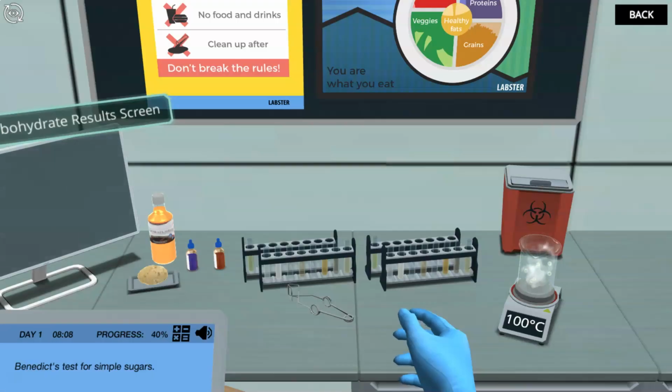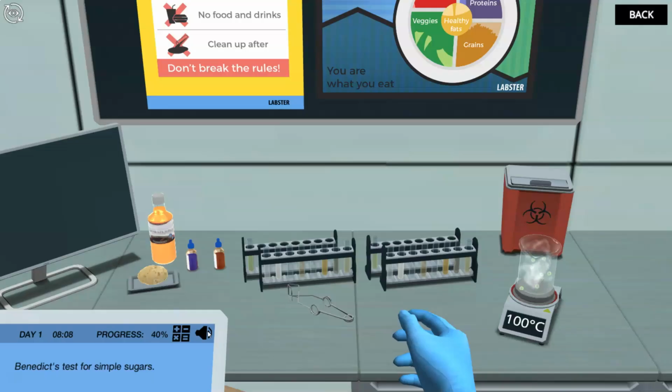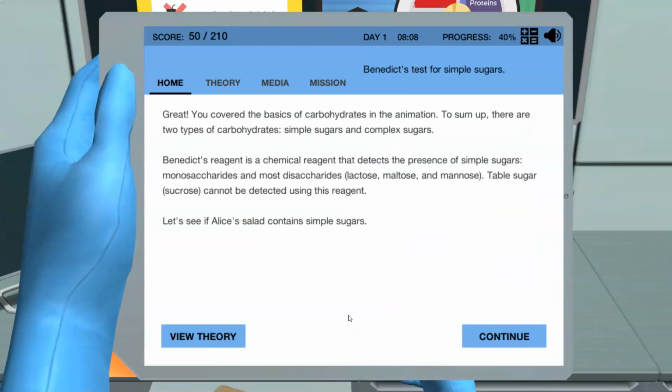Great! You covered the basics of carbohydrates in the animation. To sum up, there are 2 types of carbohydrates, simple sugars and complex sugars. Benedict's reagent is a chemical reagent that detects the presence of simple sugars, monosaccharides and most disaccharides. Table sugar cannot be detected using this reagent.